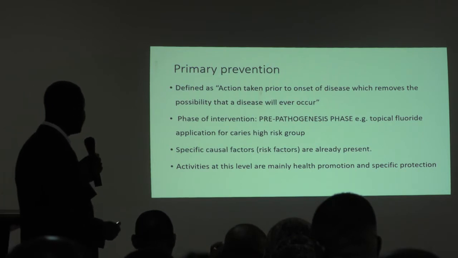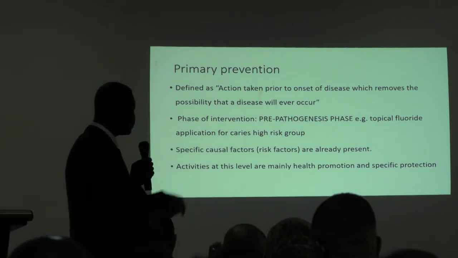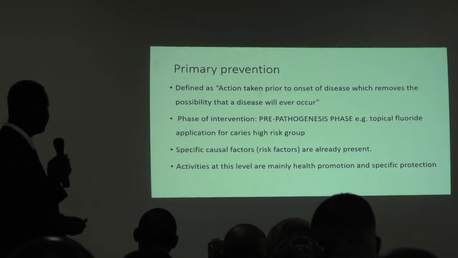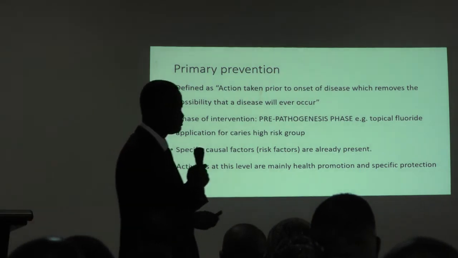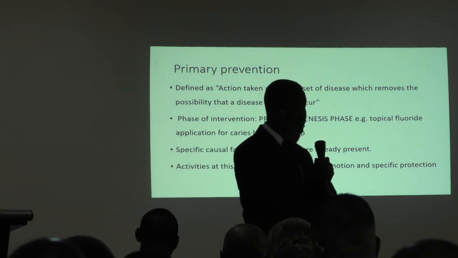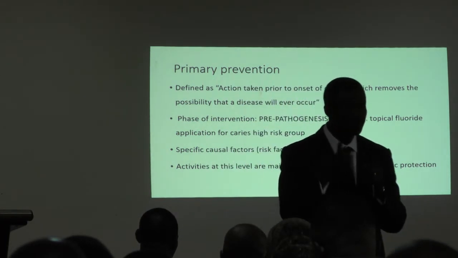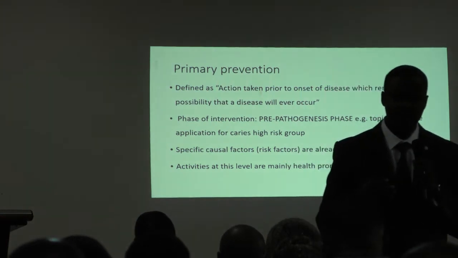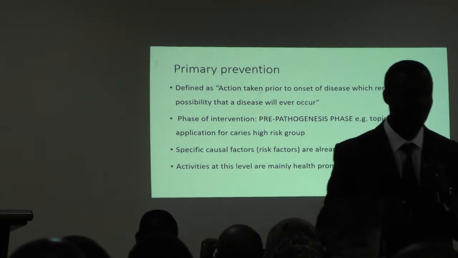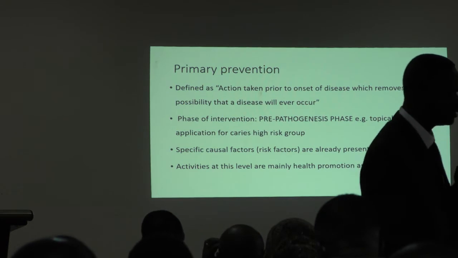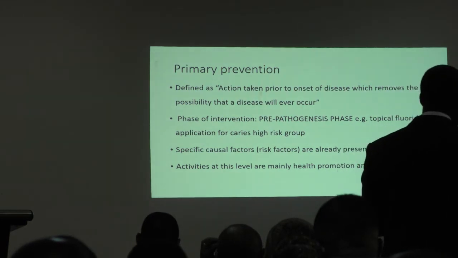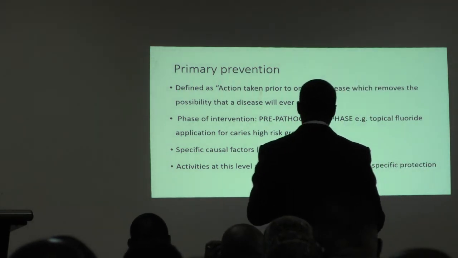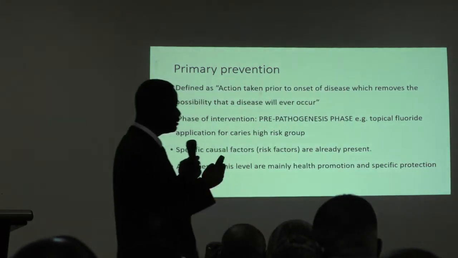Now the primary prevention is action taken prior to the onset of the disease, which removes the possibility that the disease will occur. I've given an example already. Those with deep fissures, you can put a fissure sealant in that, and it reduces the likelihood that the disease of cavity will occur. Okay? So the disease has not occurred yet, we are doing preventive measures so that you don't have a cavity.